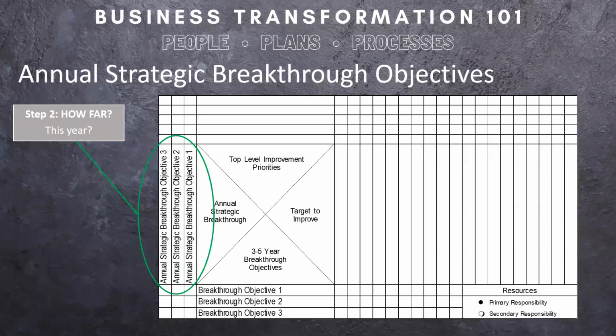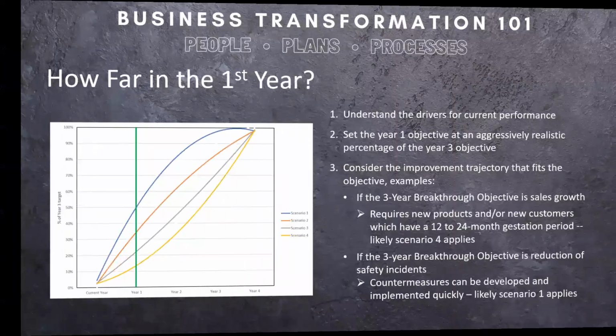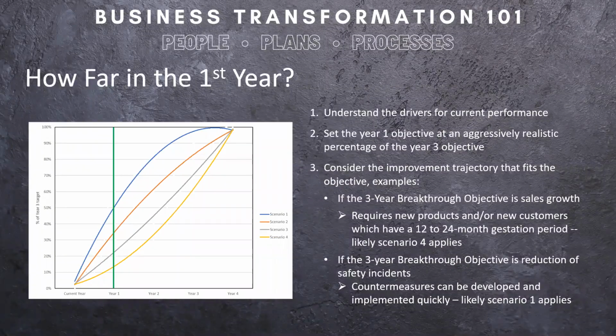Moving to step 2 of the SD process, we have setting the annual breakthrough objective, which defines the progress that will be made in year 1 of the 3-year trajectory for each 3-year breakthrough objective. In setting the annual breakthrough objective, the team should consider numerous aspects of the objective. The trajectory of moving from the current state to the future state in year 3 of the strategy can take many forms. If, for example, the objective is revenue growth, and that growth is tied to introducing new products and/or developing new customers, the trajectory shown in scenario 4 is probably much more likely than the scenario 1 trajectory.